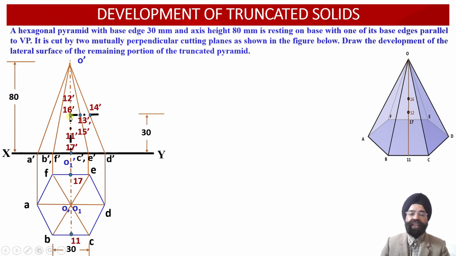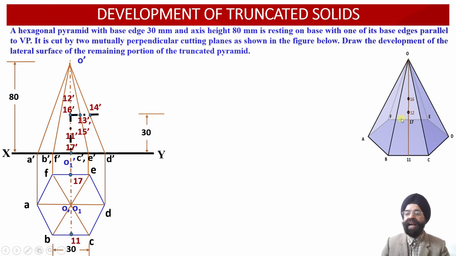Now at a height of 30 millimeter from the base, we have been able to obtain 2 points, 12 dash and 16 dash over here. These 2 points will be common to the horizontal generator and the vertical generator as well. So we can check, if we measure a distance of 30 millimeter from point 11 over here, that is the vertical distance, this point number 12 will be located over here.